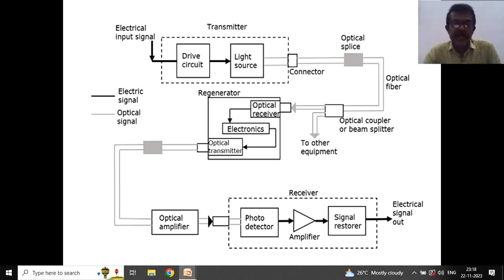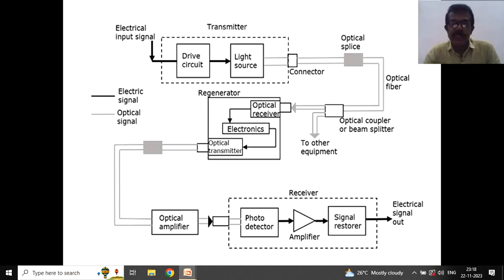In the transmitter, the input is the electrical signal. With the help of modulation and the optical light source, you are going to convert the electrical signal into an optical signal. Mostly in optical communication, we are using laser and LED as an optical source. So the transmitter converts the electrical input signal into an optical signal by following the intensity modulation.